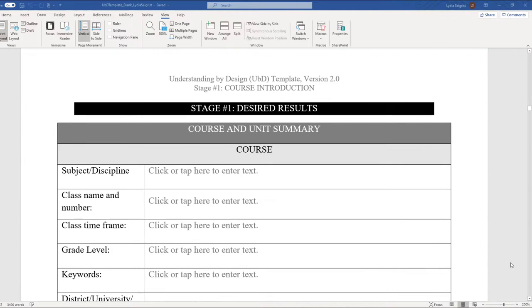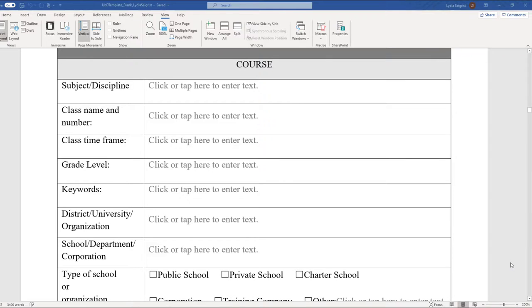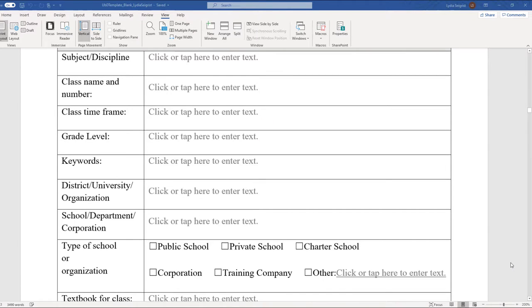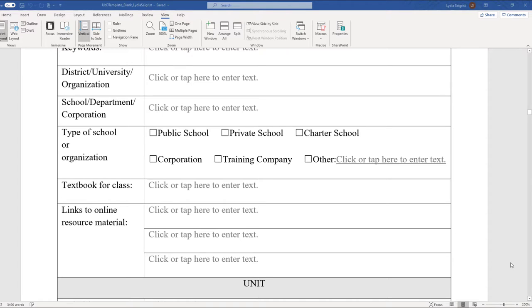To begin with, we will talk about the course unit and summary. This is where you are going to put your subject area and discipline, your class name and number. You're going to put your grade level that you're going to teach and how long it will take. You'll also want to include maybe the district that you work for, the university, or organization. You're going to want to put the school name, the department, or corporation. And then you'll put what type of school or organization you're working for. Is this a training company? Is it a public school, charter school, whatever the case is, you'll fill it in.